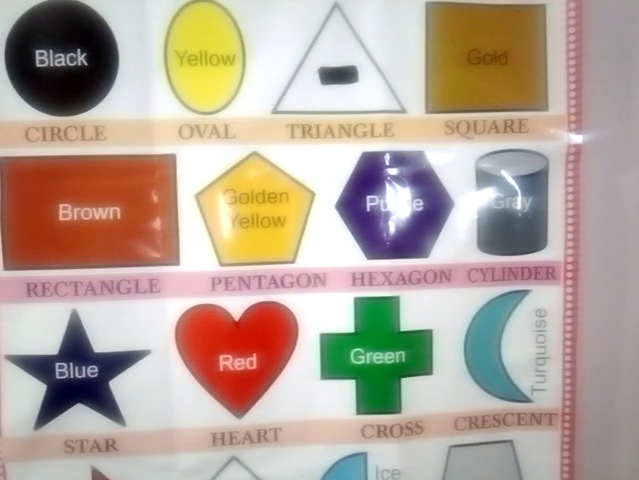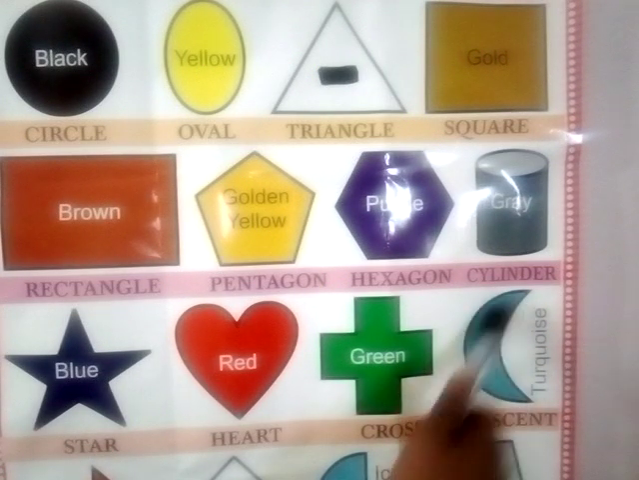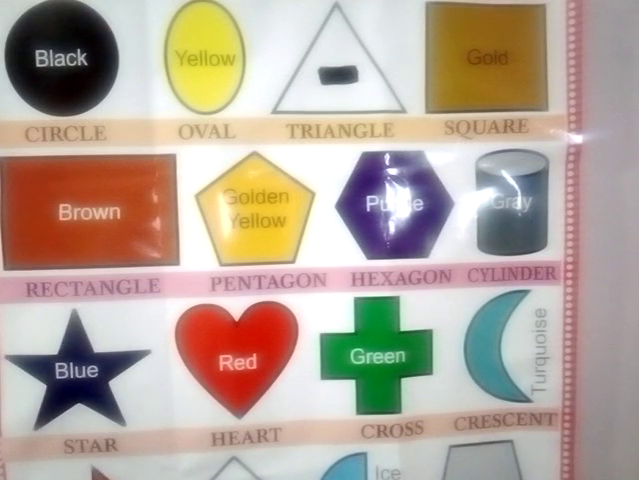Turquoise is like a shade of color that is between blue and green. It borders between blue and green color. That is turquoise. So this is turquoise crescent. Turquoise crescent. Okay, so I hope we're taking note of these colors.